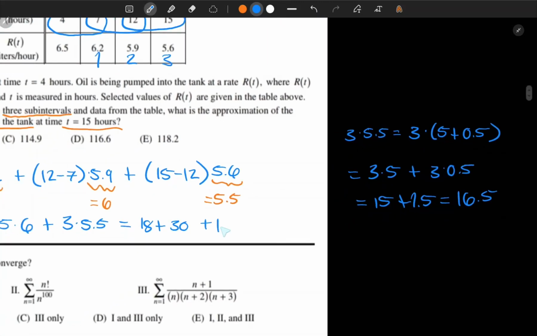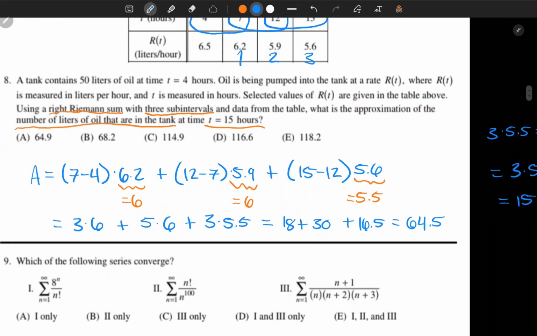Then the third term here is 16.5. And adding these together, we get 30 plus 18, which is 48, plus 16.5, which gives us 64.5. Although 64.5 is pretty close to one of the answers, and since we approximated, all we want is an answer that's pretty close, this isn't the answer, because what it asks for is the approximation of the number of liters of oil that are in the tank.